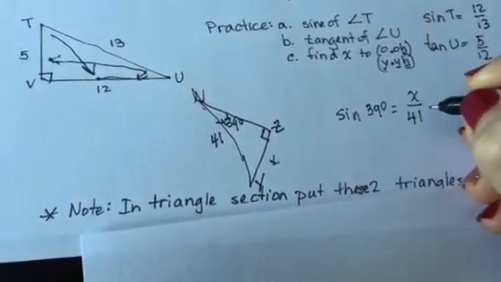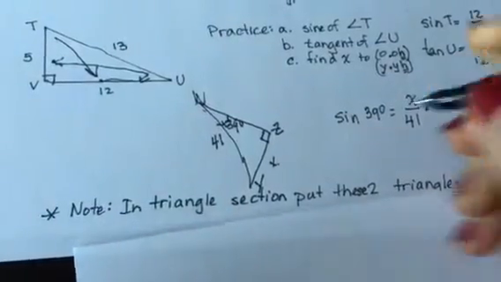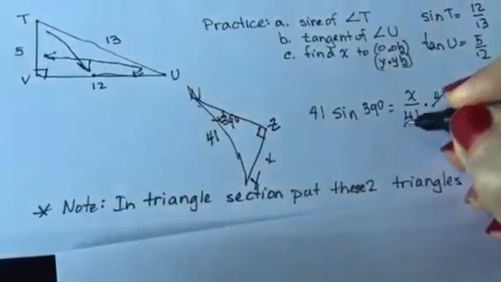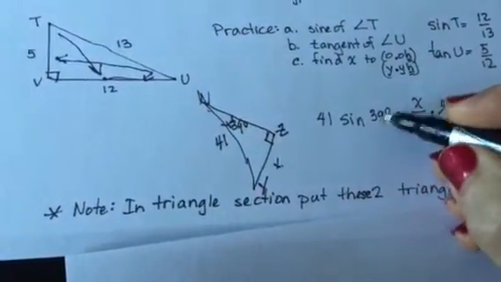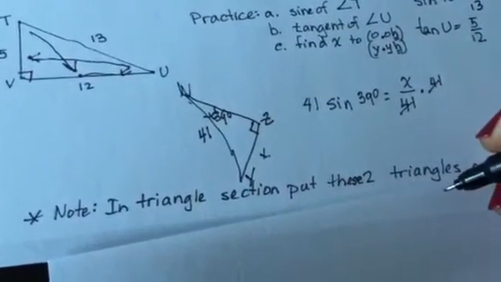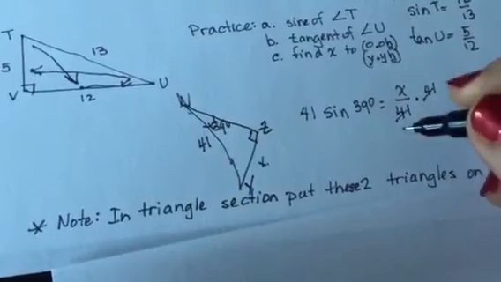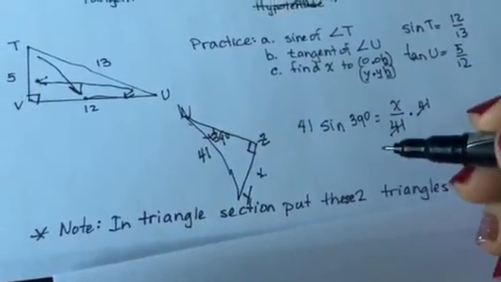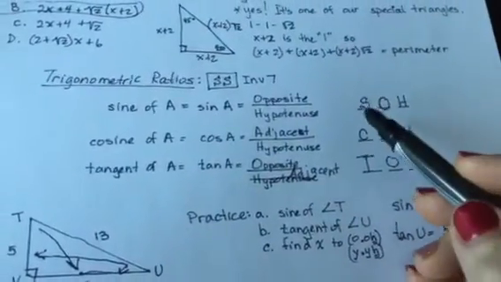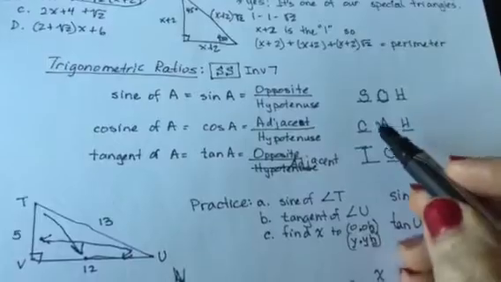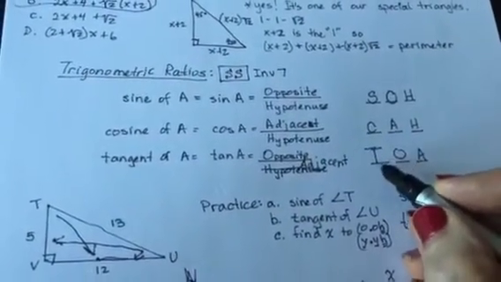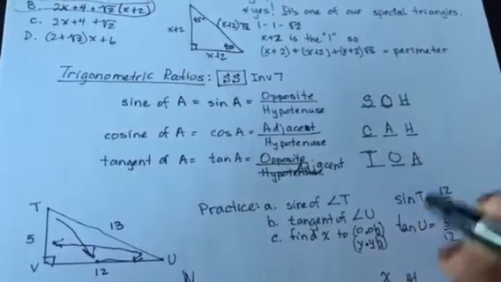Now, some simple algebraic manipulation here. We're going to multiply both sides by 41. These cancel out to 1, and we get 41 times the sine of 39 degrees equals x. We put that in our calculator, and I hope that you've been having fun with these. It is helpful to always write down SOHCAHTOA. To help you remember, the sine deals with the opposite and the hypotenuse. The cosine is similar: adjacent and hypotenuse. And the tangent is the opposite over the adjacent.